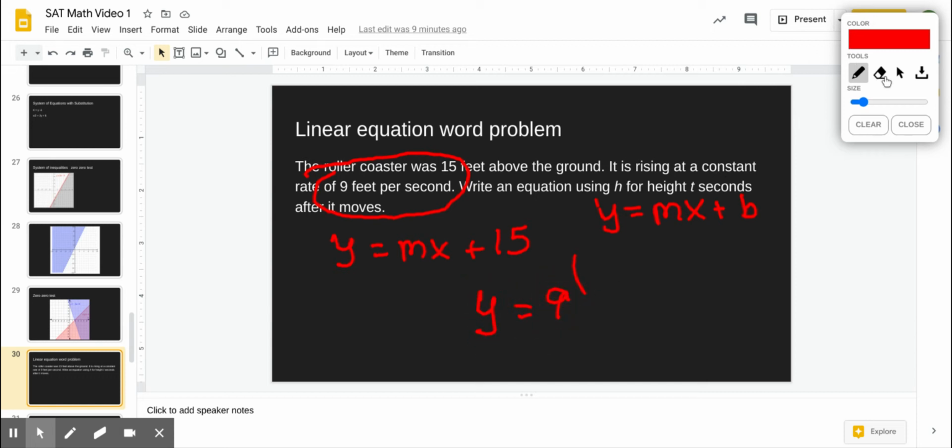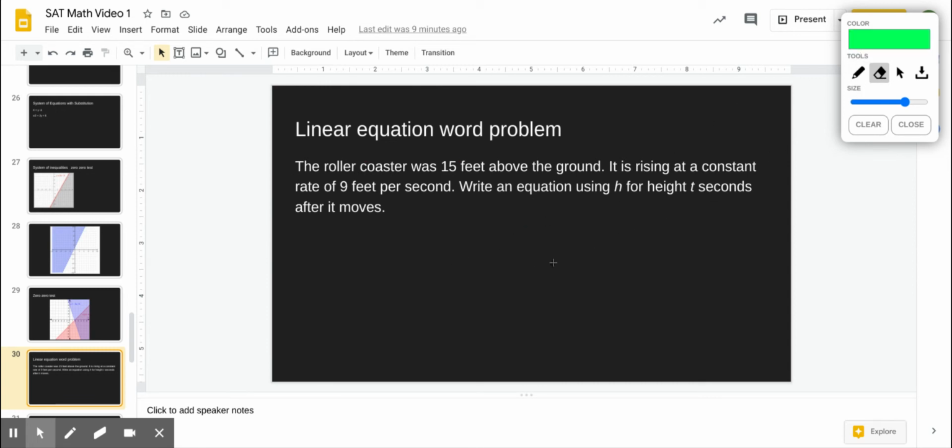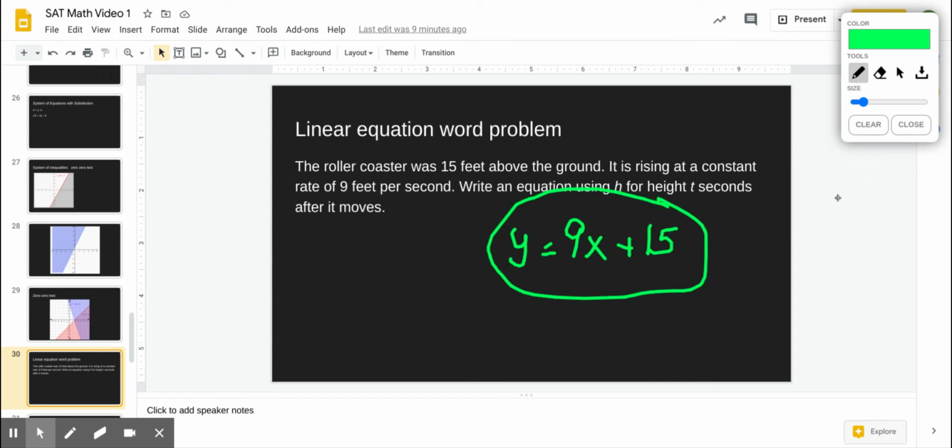Let's just get that out of the way. Let's clear this and do it again. And we'll do a neon, why not? So we're saying y equals 9x plus 15. That is our equation based on that.